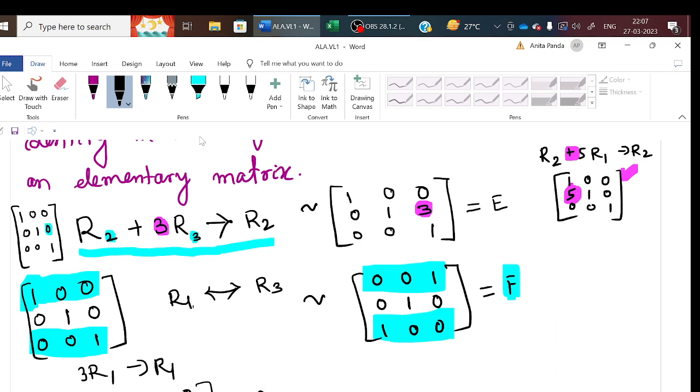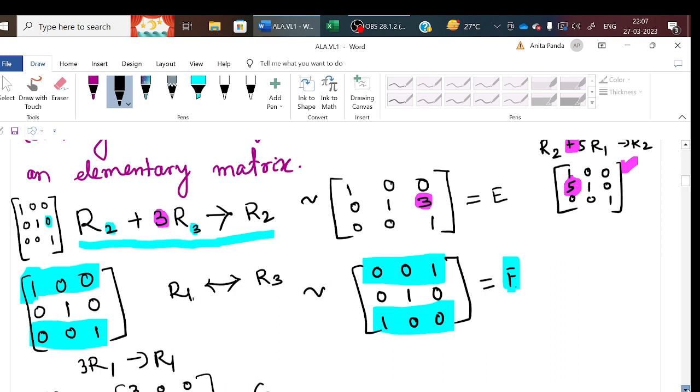Now from this matrix F, how do I get my original identity matrix I? The same operation I have to repeat. That is, I have to interchange row 1 with row 3. So this F inverse is F itself.